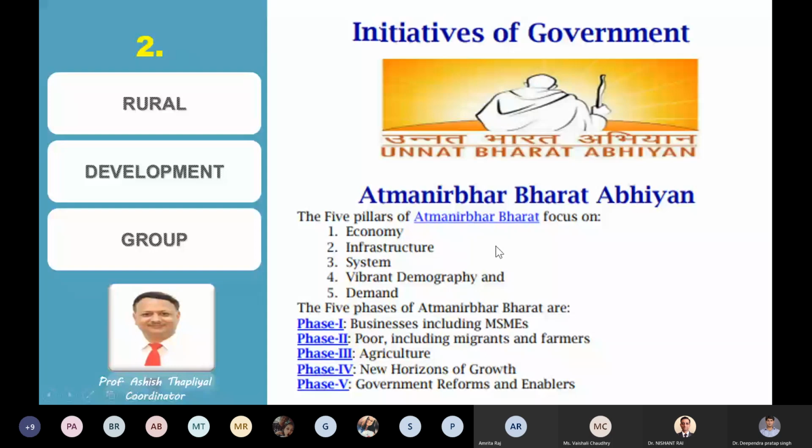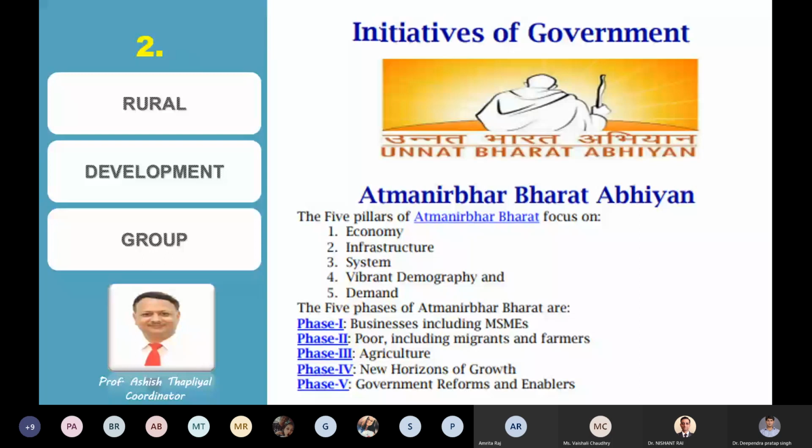The purpose of this Rural Development Group was to make students aware of the different scenarios of villages and poor people, including migrants and farmers, right? What challenges and problems are faced by these people, what are the problems in the agricultural sector, what are the growth opportunities in these sectors, and how can the government reform them.